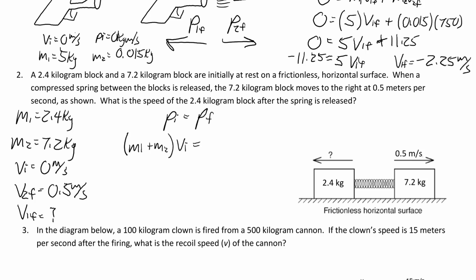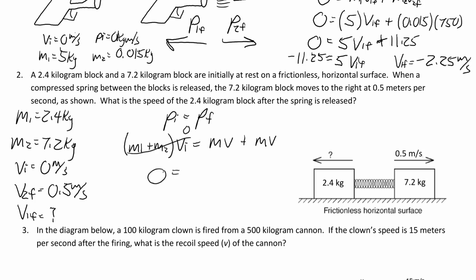And the final momentum is a combination of the mass times the velocity for the first block plus the mass times the velocity of the second block. If you add those two together, that'll give you the total final momentum, which should be equal to your initial momentum. In this case, the initial velocity is 0, so the whole thing cancels out. This whole term goes away.